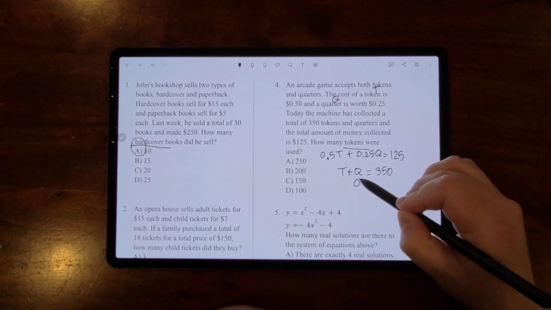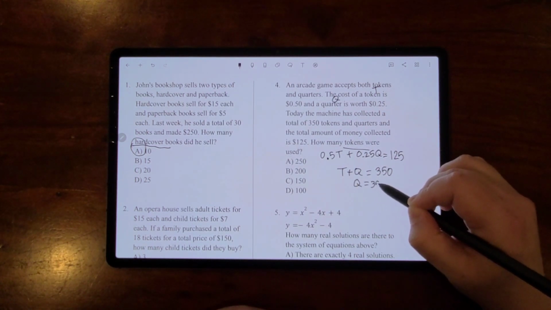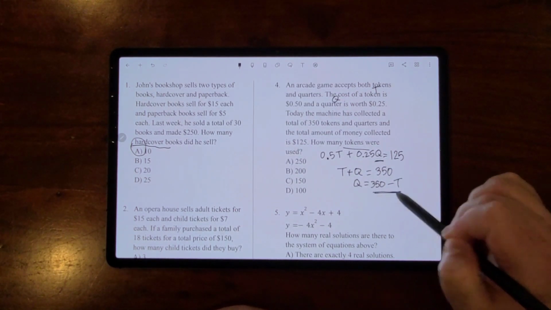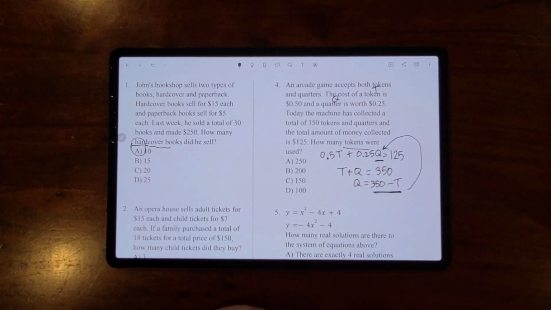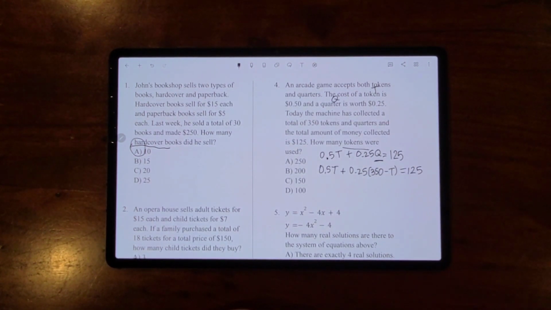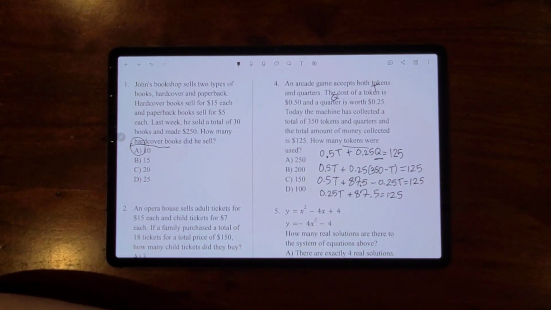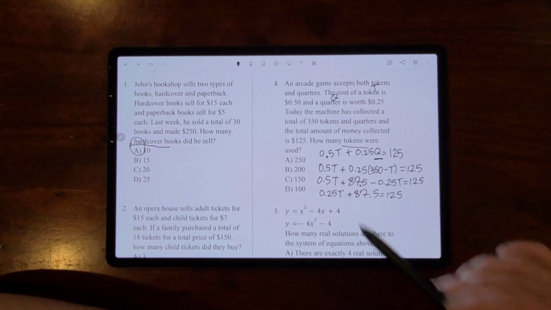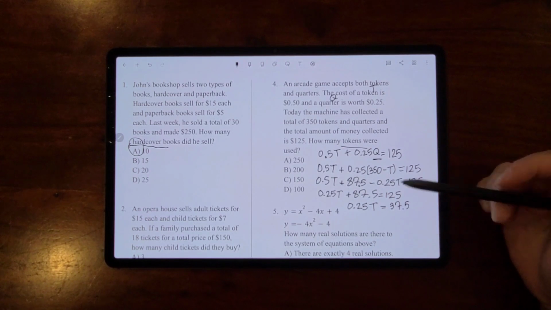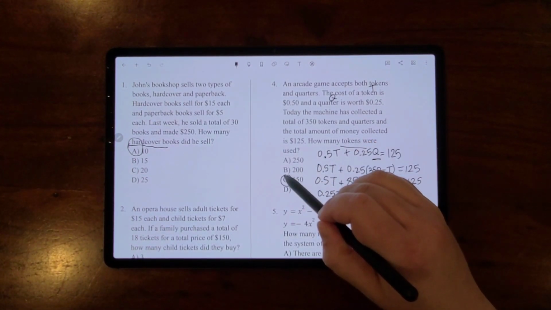So I want to get Q by itself so that I can substitute in. So I'm going to subtract T from each side. I'm going to get 350 minus T is equal to Q. So Q is the same thing as 350 minus T. So I'm going to just substitute that in. Then I'm going to do distributive property right here. Now I'm going to combine like terms. Now I'm going to subtract the 87.5 from each side because I'm trying to solve for T. Now to get T completely by itself, I'm going to divide by 0.25, and when I do that, I get T is equal to 150, so the answer would be C right there.